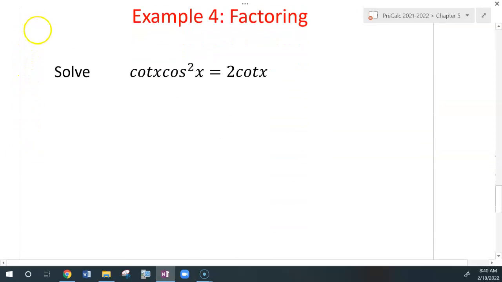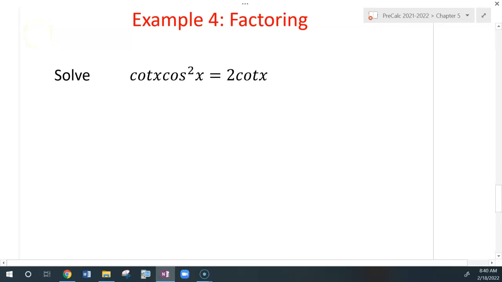All right, now we're going to do some factoring. So the first thing I want to do when I'm factoring is have everything on one side of the equation. So I need 0 over here. To do that, I'm going to subtract 2 cotangent of x from both sides. So cotangent x cosine squared x minus 2 cotangent x.